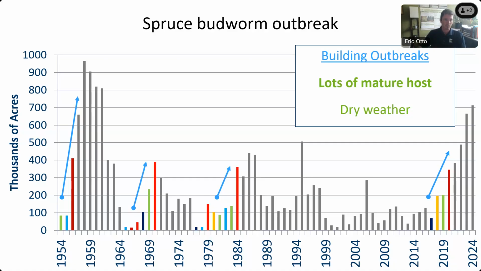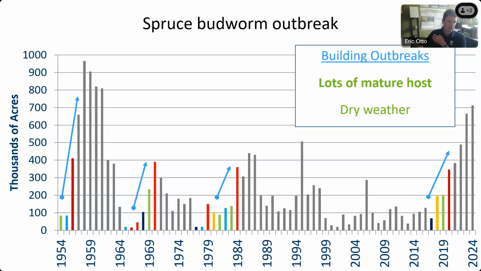what results in those peak outbreak years, where you're getting up to 500 to almost 1 million acres of damage, is when you have lots of mature host, and in particular lots of mature, overmature balsam fir. And also what's possibly been implicated as contributing to these outbreaks starting to build is warm, dry weather. So looking at that, you can see some of these bars are different colors.